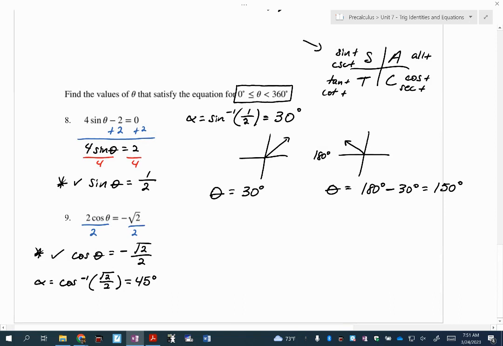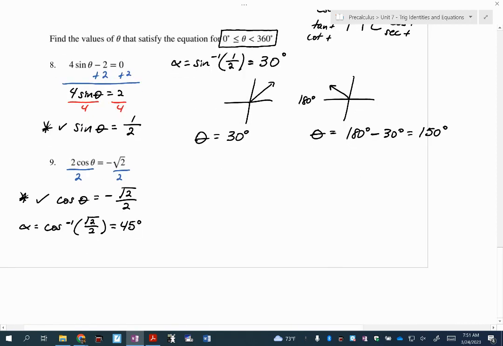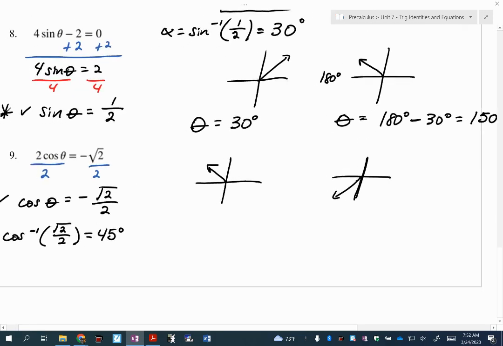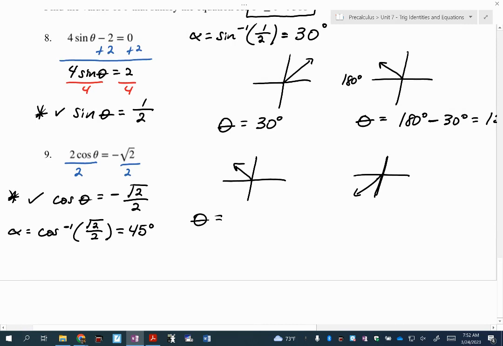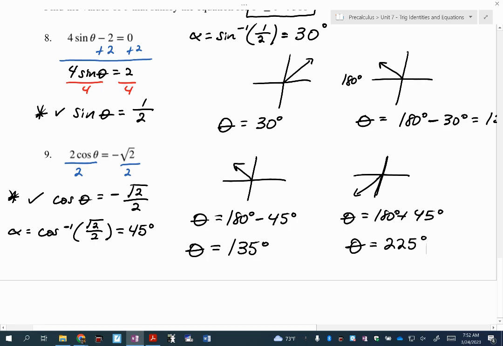But now, when I decide where I'm drawing this, I go back to my all students take classes, and I need to figure out where cosine is negative. So cosine is actually positive in the first and the fourth quadrants. It's going to be negative in the second and the third quadrant. So that's where I'll be drawing my thetas, my answers for this one, in the second and in the third. And again, you've practiced this a ton. So the answer is going to be 180 minus the reference angle and 180 plus the reference angle. If you're using radians instead of 180 degrees, you'll be using pi. So one of them is 135 and the other is 225 degrees.